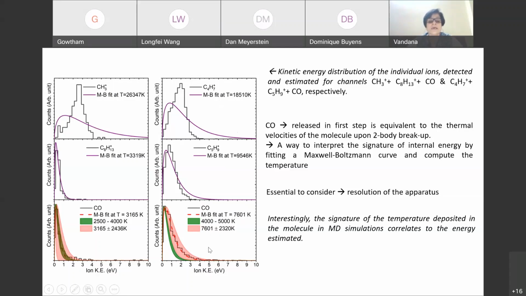Ultimately CO, which is being released, is carrying most of the energy, and when we look at the curve fitting of the CO temperature, it matches pretty well with our simulated data. So this means our molecular dynamic simulation really correlates with our experimental data.